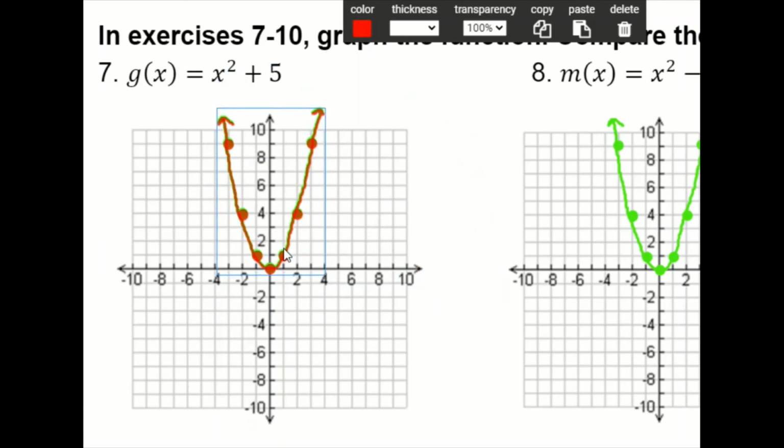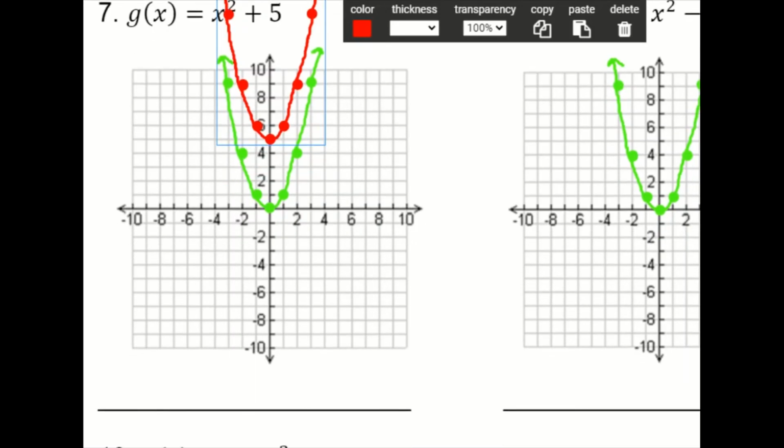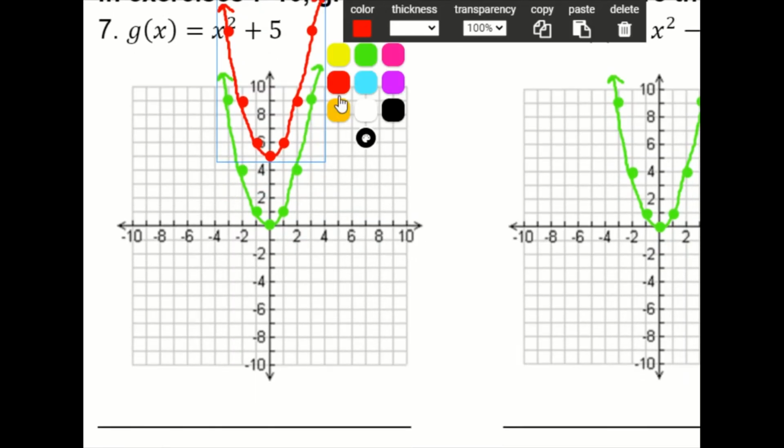So this is the original parent function, and notice how the function is now plus 5. According to what we talked about just a moment ago, that means we need to shift the graph up 5 units. So I'm just going to literally take this and drag it up 5 units, and boom, that's our new graph. And that should be how you describe the comparison as well, that it's shifted up that many units.